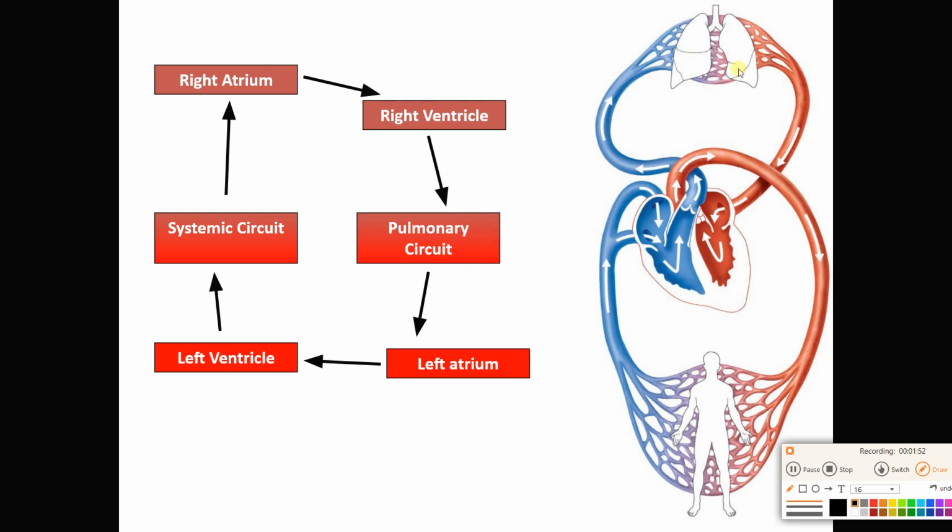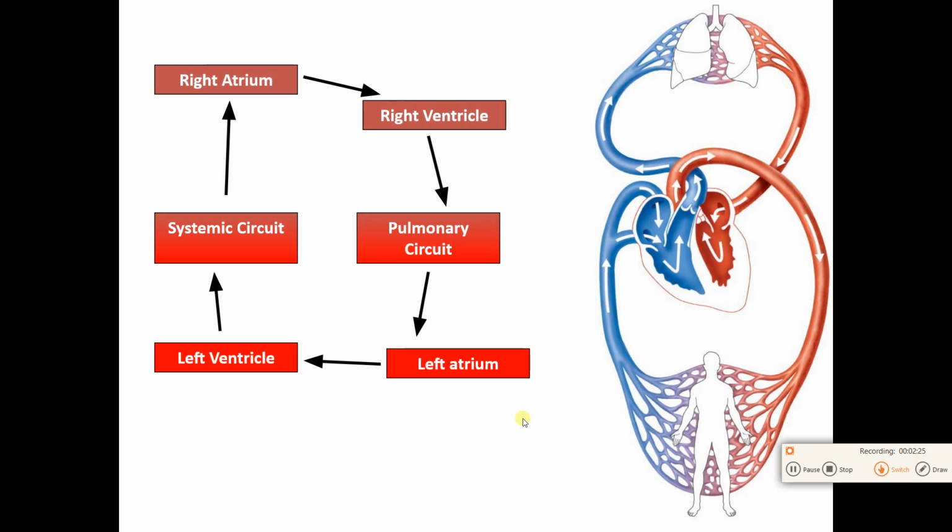So we pick up oxygen in our pulmonary circuit, and the blood from the lungs, the pulmonary circuit, returns to the left side of the heart, to the left atrium, which is another receiving chamber. And then blood flows down to the left ventricle, which is our second pump. And the left ventricle pumps blood into the systemic circuit, which is going to supply nice oxygenated blood to the rest of the body. So that is our basics of blood flow.